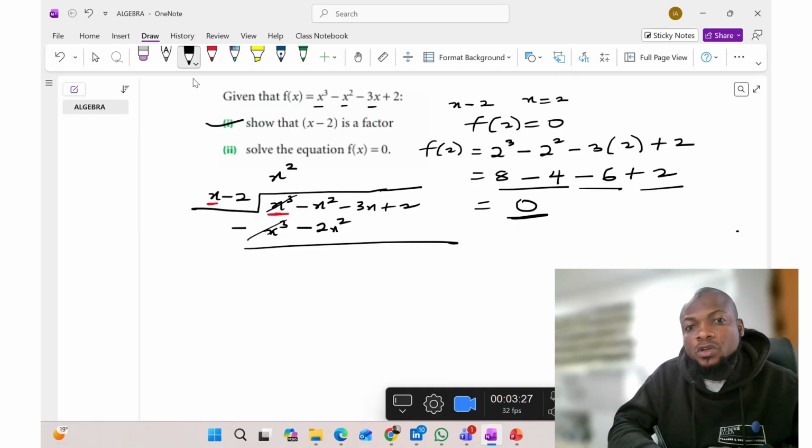So this will be positive, isn't it? So the 2x squared will be positive. So that implies that this is what? This is x squared, because that will be 2x squared minus x squared. So there's nothing down here. That should give us minus 3x plus 2. You just write it down.